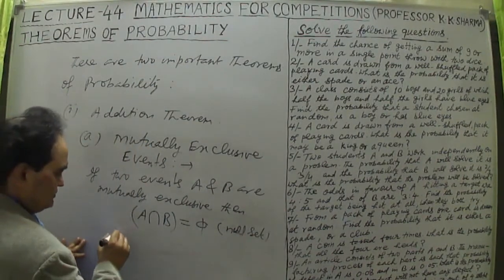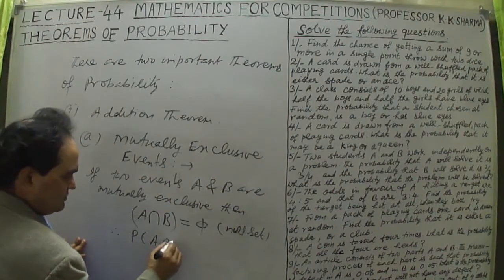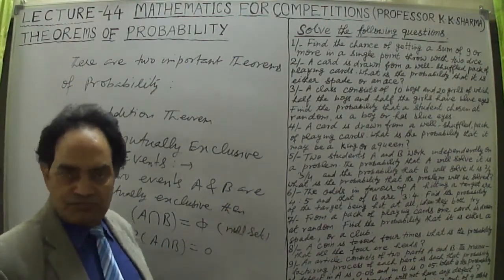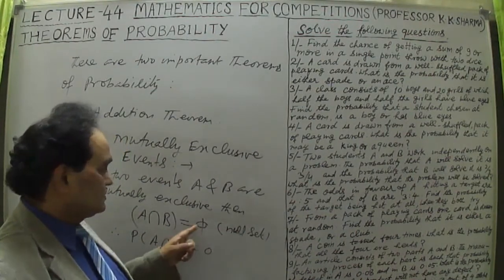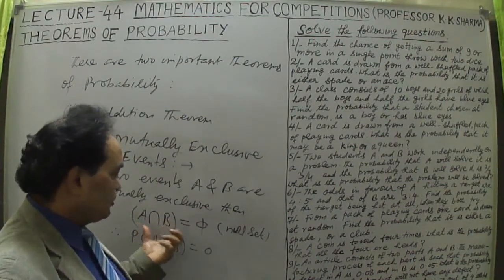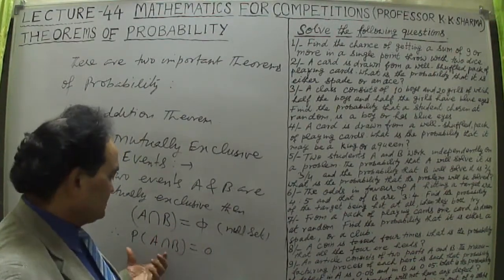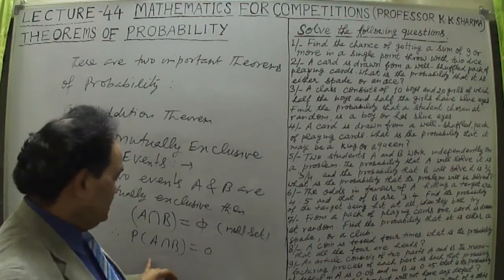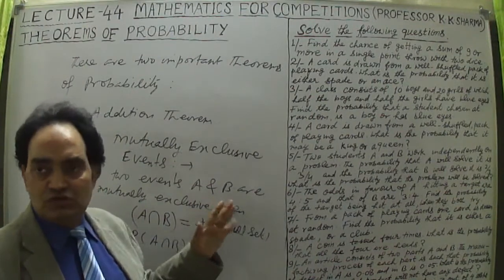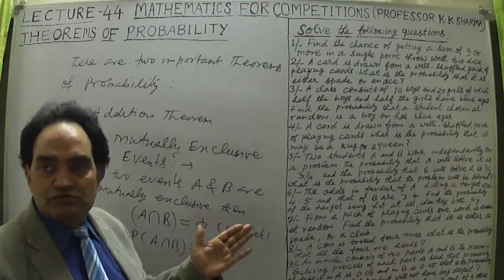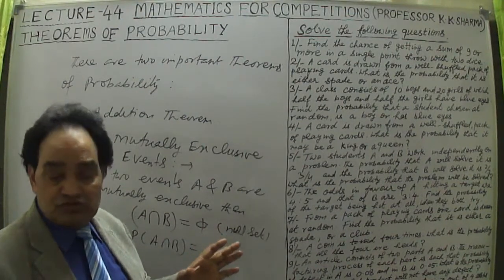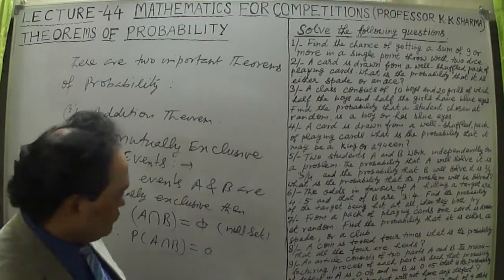Therefore, this implies that the probability of A intersection B will be 0. Why? 0 upon something is 0, because it's a null set. No sample points are there. No sample points are found common between them. So the two events are mutually exclusive, and the probability of A intersection B will be 0. Nothing is common between them.